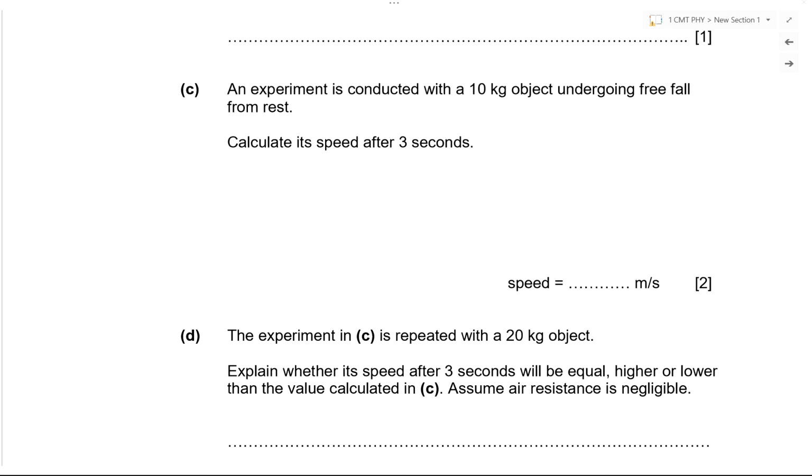15C. An object undergoes free fall from rest. So from rest, I want you to circle it, put down initial speed equals to, fill in the blank, how much is it? Zero. 0 meters per second. And now we have an object dropping down.